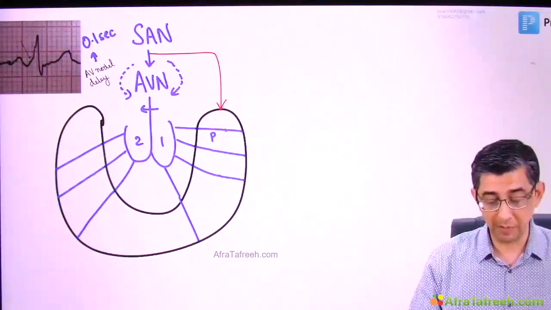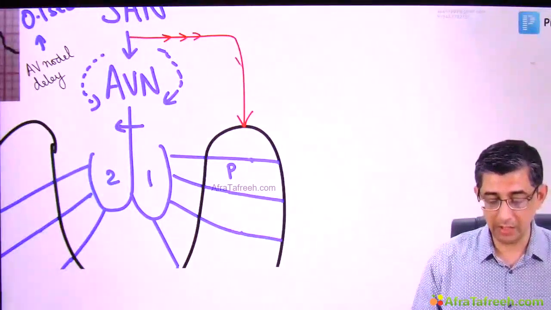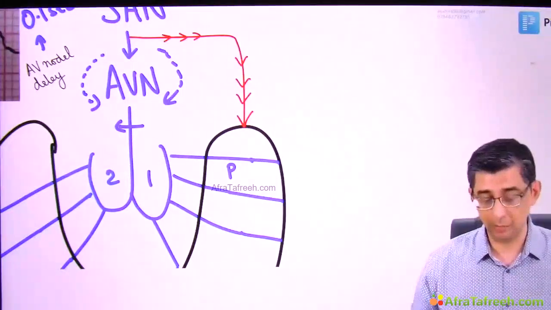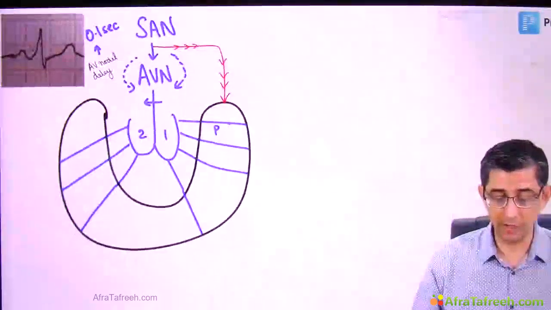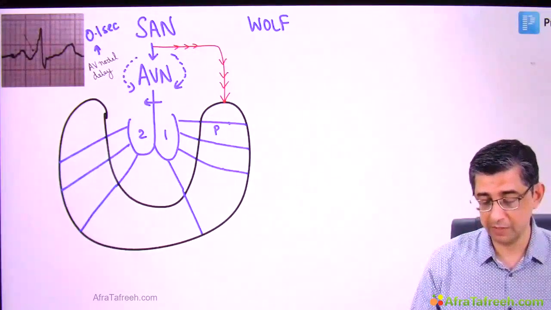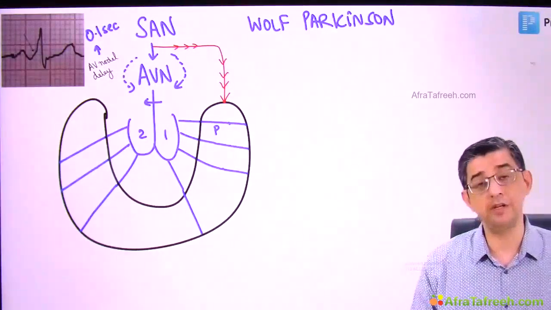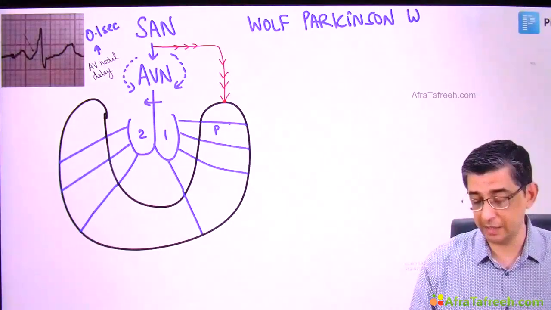So the current will preferentially tend to go across this express highway and will cause an early activation of the ventricles. The topic that I'm teaching you guys is called pre-excitation syndrome, or alternatively Wolff-Parkinson-White syndrome. The first and foremost problem of this person is ventricles are getting excited earlier than normal.